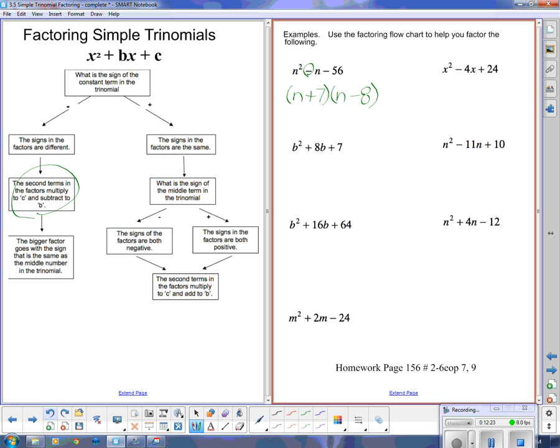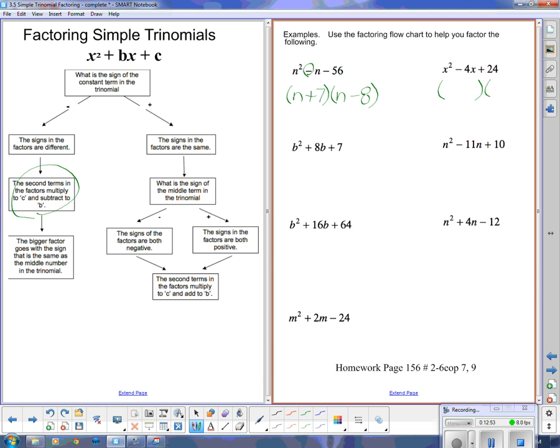Now you can check yourself. n times n is n squared. n times negative 8, negative 8n, plus 7n, and minus 56. And the negative 8n and the positive 7n give us negative n, like what's in the question. So I got those right, and you can always check by expanding. So let's take a look at the next one.